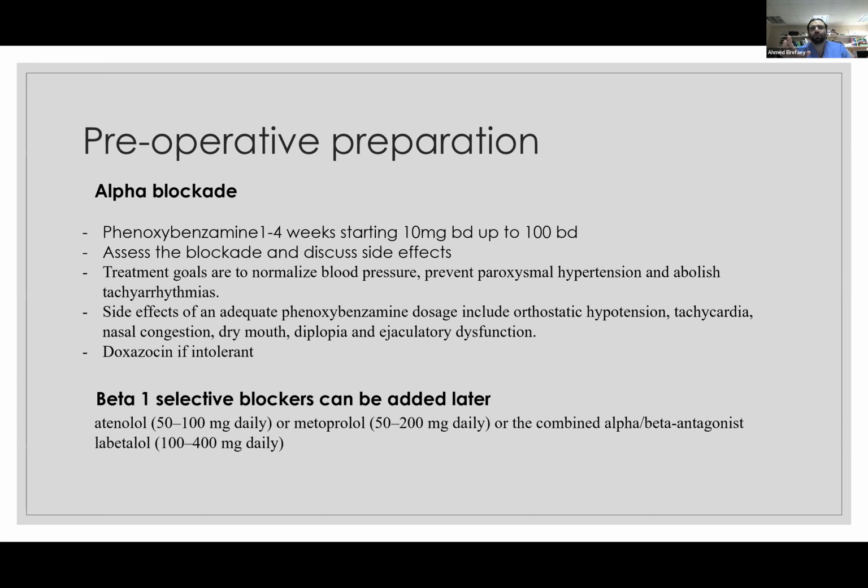Side effects of an adequate phenoxybenzamine dosage. So we know that when we give the patient the phenoxybenzamine, they will get side effects and they need to be prepared for it. And actually some of the side effects are important for us to detect to make sure that we have proper alpha blockade. One of them is orthostatic hypotension. So we need to make sure that the patient gets postural hypotension.